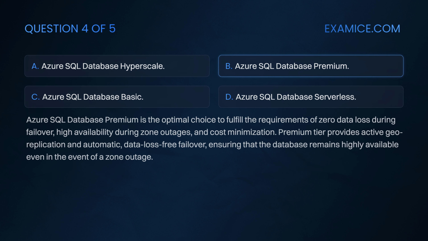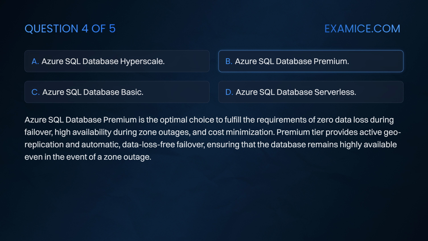Azure SQL Database Premium is the optimal choice to fulfill the requirements of zero data loss during failover, high availability during zone outages, and cost minimization. Premium tier provides active geo-replication and automatic, data loss-free failover, ensuring that the database remains highly available even in the event of a zone outage.